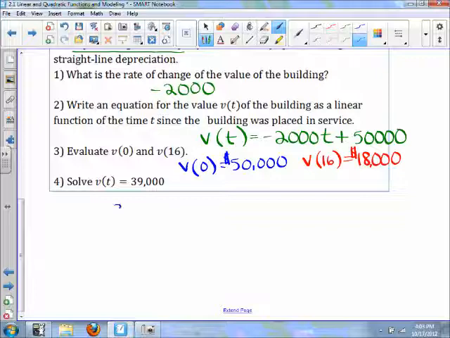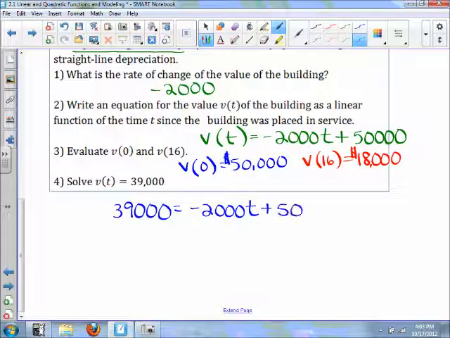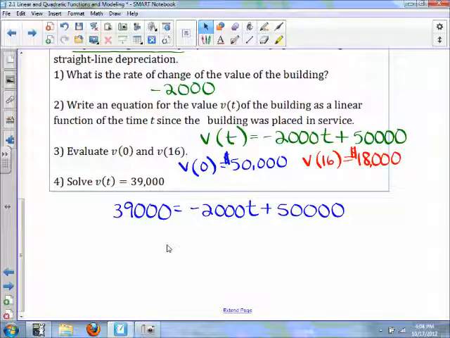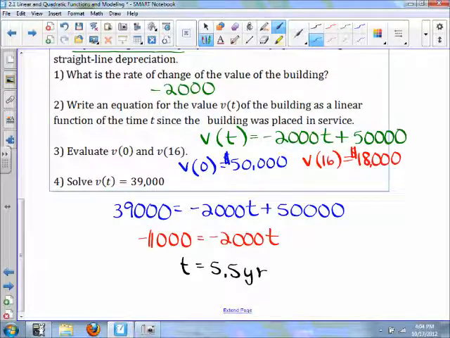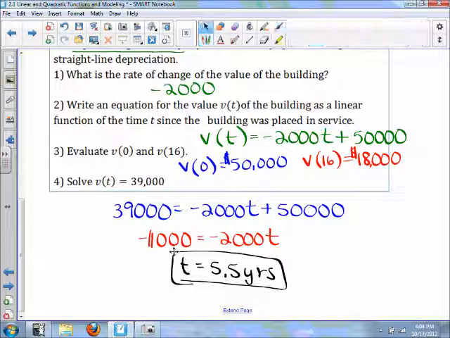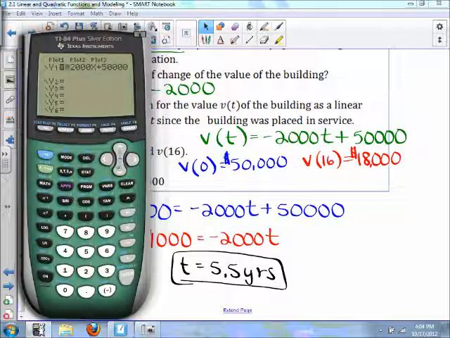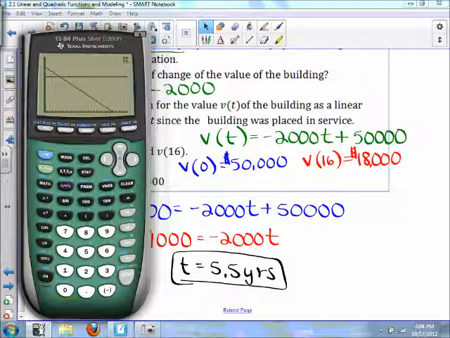Now the next thing we need to do is figure out when the building's going to be worth 39,000. So 39,000 is equal to negative 2,000 t plus 50,000. We're going to subtract 50,000 from both sides. So you get negative 11,000 equals negative 2,000 t, which means t will be 5.5 years. So the building will be worth $39,000 after 5.5 years. So again, I'm going to put in here 39,000, and we're going to find the intersection. And you can see there, x will be 5.5, which is really just like a t.